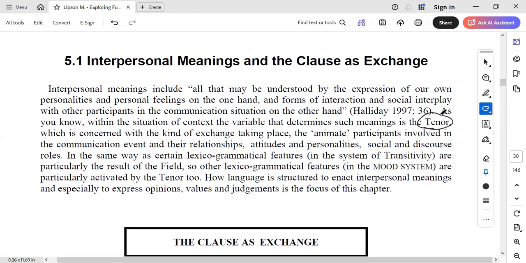Tenor is basically who is involved in the communication, like the poet and the audience, who you're talking to, your friends. So your audience, who you're talking to. So this is one of the components there, right?